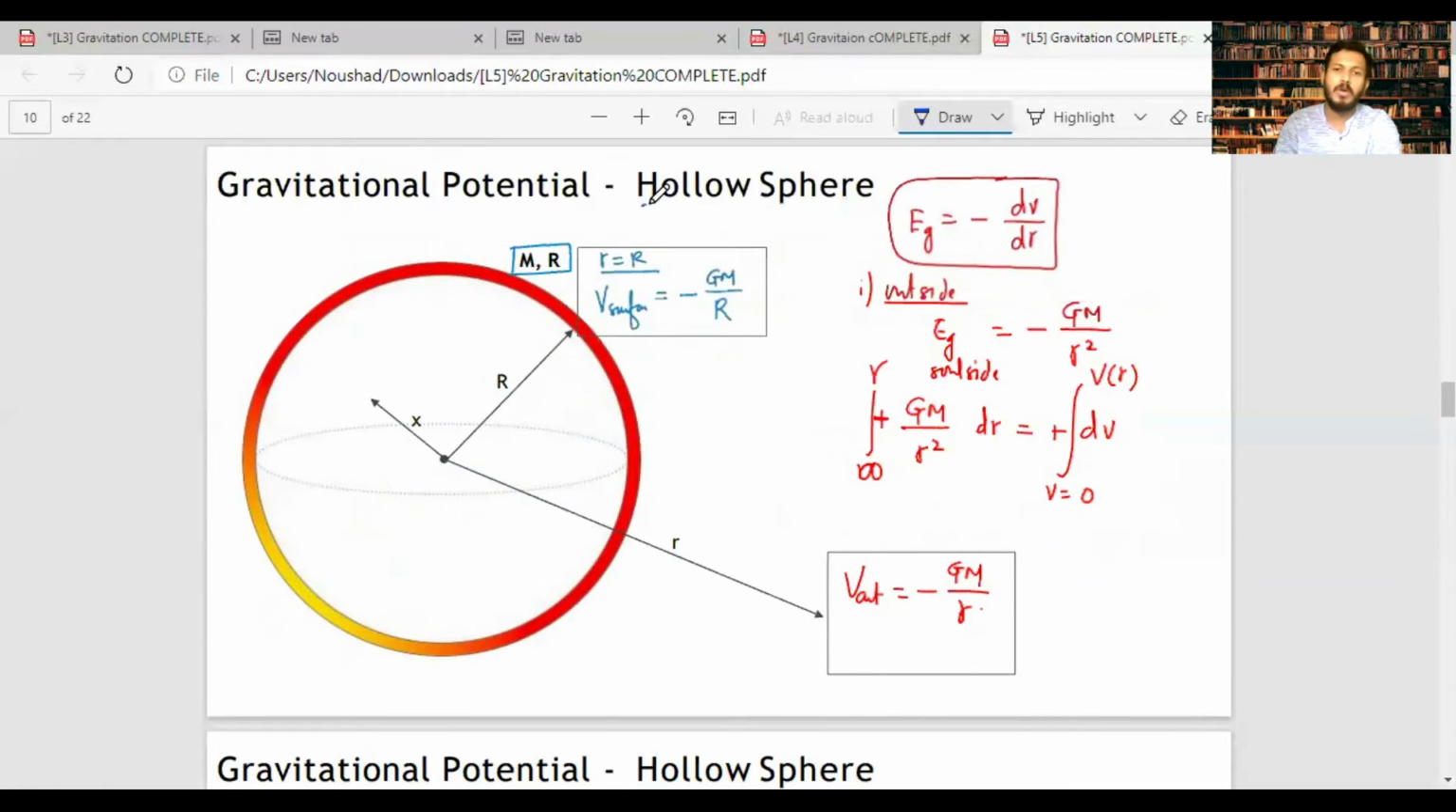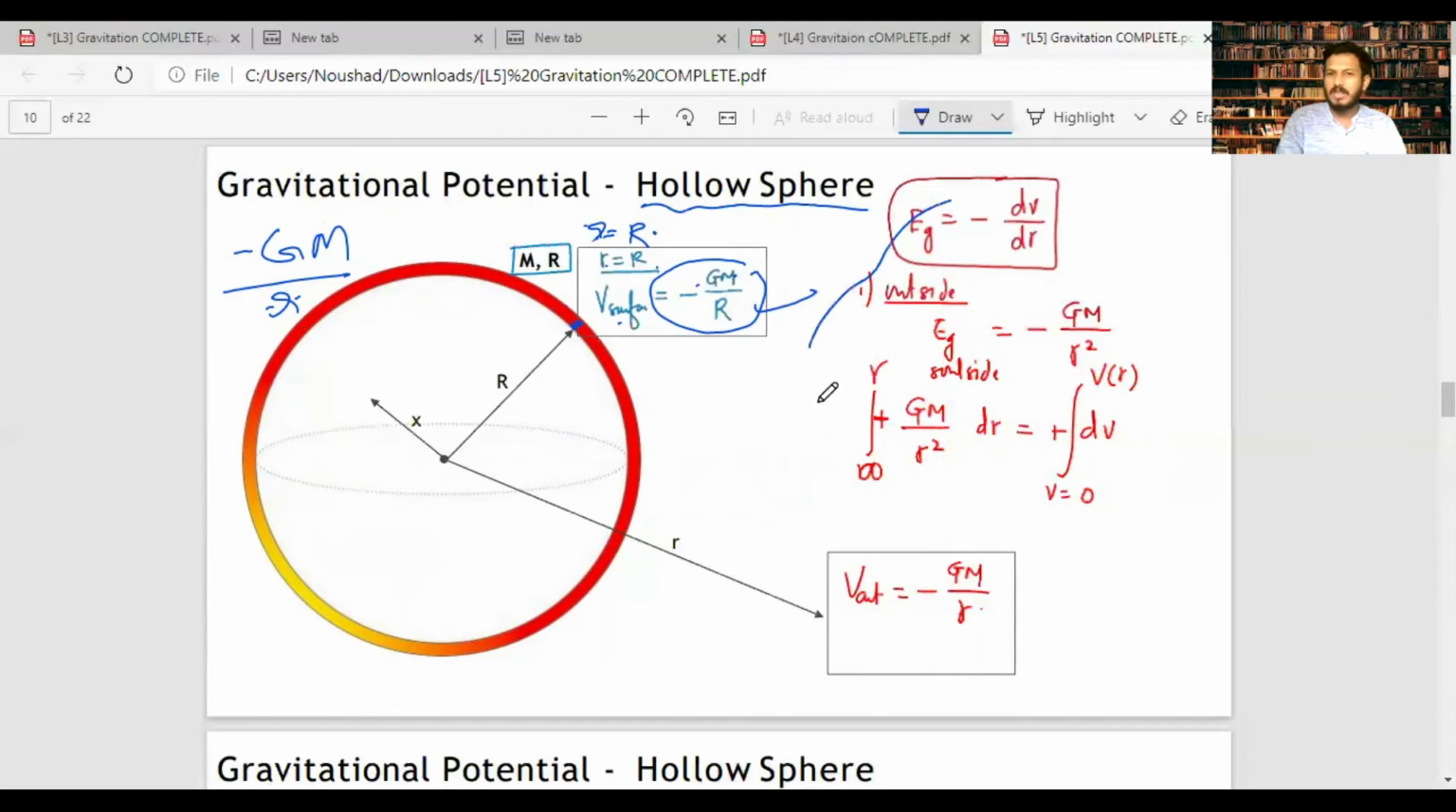That sphere may be hollow or solid. Consider this a hollow sphere with a cavity inside. A sphere with a cavity inside is called a hollow sphere. At r equal to R, that means at the surface, the equation is minus GM by R. Yes, the general equation is minus G capital letter M divided by small letter r, but here r equal to R, so minus GM by R is the equation.